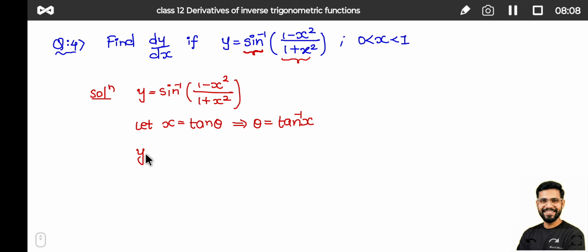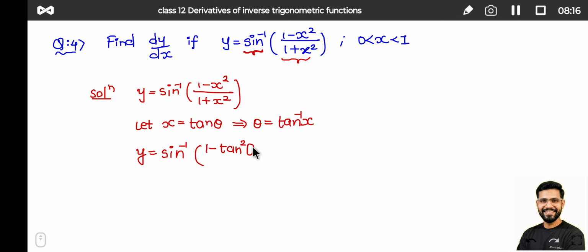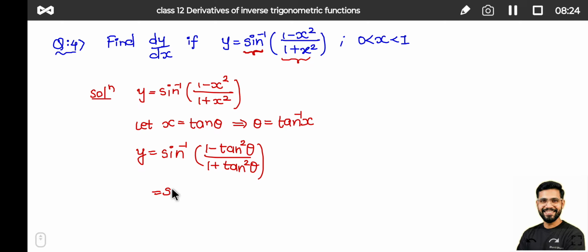So if we substitute, we will get y is equal to sine inverse of, inside the bracket, 1 minus tan square theta divided by 1 plus tan square theta. So 1 minus tan square upon 1 plus tan square, that's the formula of cos 2 theta. So we are getting y is equal to sine inverse of, inside the bracket, cos 2 theta. So this sine inverse and cos we cannot cancel out. So what we'll do, we'll convert this cos in terms of sine. So it can be written as y is equal to sine inverse as it is.